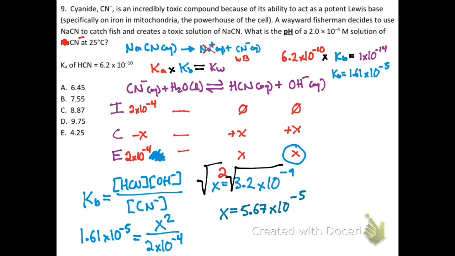So if we take the negative log of that, that will give us our pOH, which is equal to 4.25. So the pOH is actually 4.25, which means we can subtract that value from 14 to get our pH. And the pH is going to equal then, when we do that, 9.75 for the win.